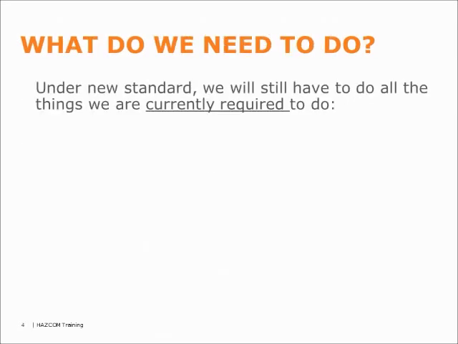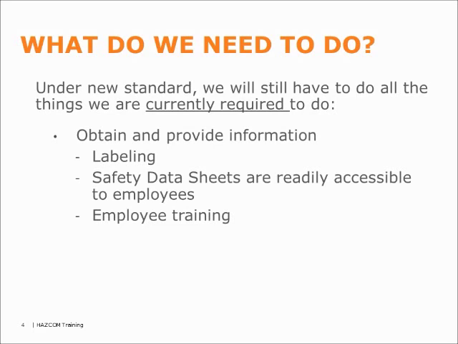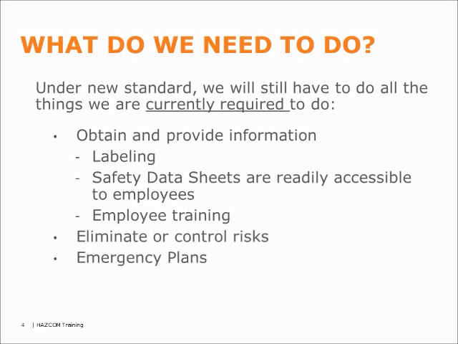So what do we need to do? Under the new standard, we will still have to do all the things we are currently required to do: obtain and provide information on labeling, ensure that safety data sheets are readily accessible to employees, employee training, eliminate or control risks, emergency plans, and record keeping.